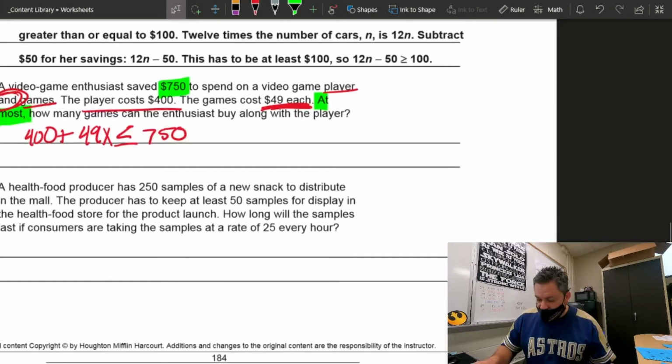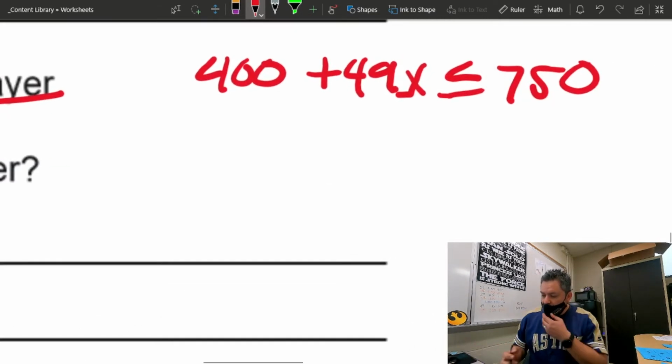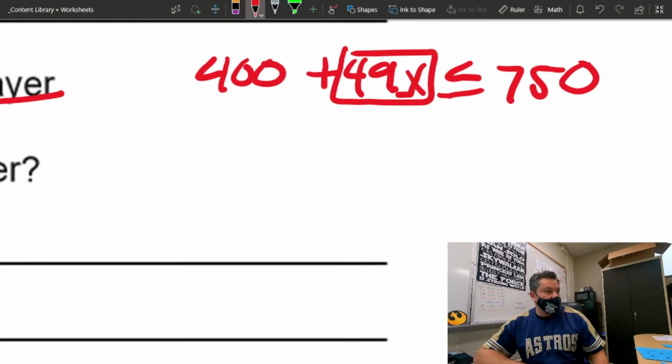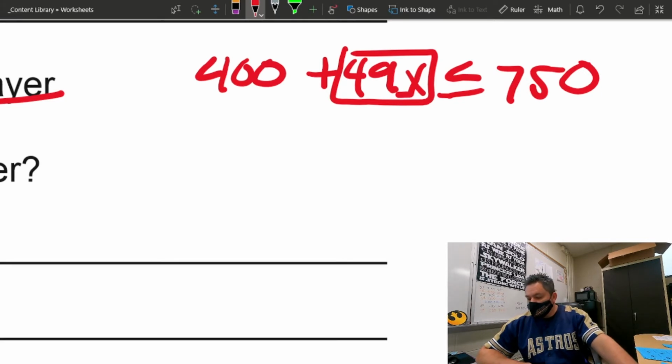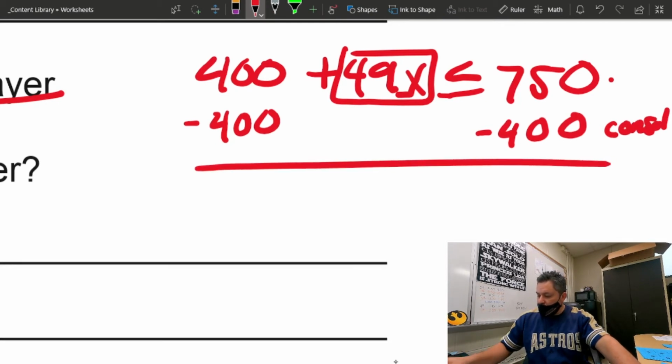Let's solve this. On this one, we have to solve it, so I'm gonna write on the side. This 49x is the thing that we're gonna get rid of at the end, so we box it so we don't confuse it. What do we get rid of first? The 400, so minus 400, right? So you have $750, you buy the console. How much money do you have left? 350. Very good.